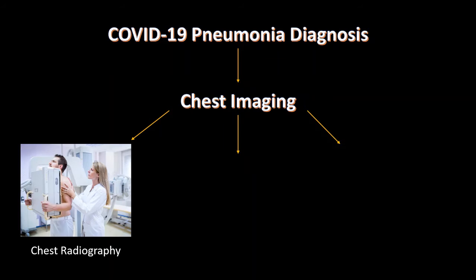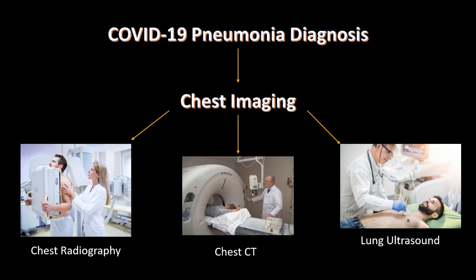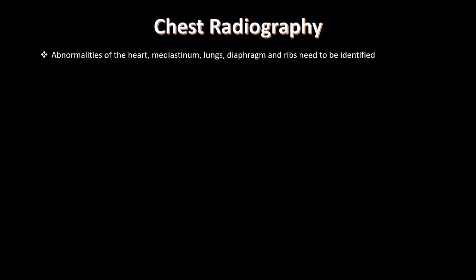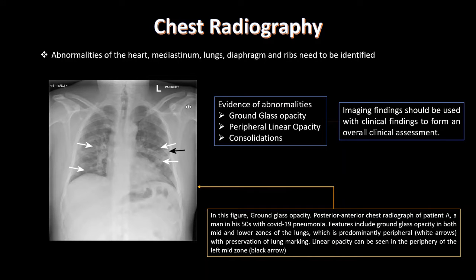COVID-19 pneumonia diagnosis is carried out through chest imaging. Chest imaging can be done in 3 ways, which are chest radiography, chest computed tomography, and lung ultrasonography, based on recommendations set by the World Health Organization. For chest radiography, the abnormalities of the heart, lungs, diaphragm, and ribs need to be identified. Generally, looking for evidence of ground glass opacity, peripheral linear opacity, or consolidation in the lung is a way to locate these abnormalities. Imaging findings should be used with clinical findings to form an overall assessment.